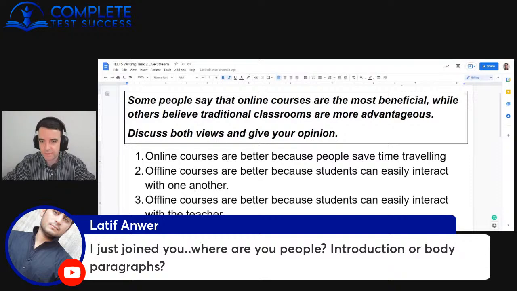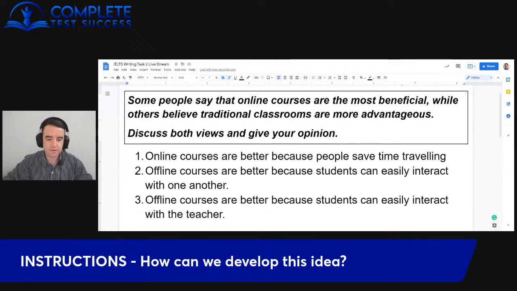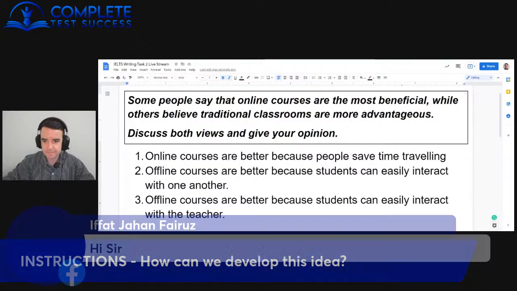Where are you people? Introduction or body paragraphs? We are on body paragraphs essentially. So pick one of the three ideas off the screen, so numbers 1, 2, 3. Take one of them and then tell me how you would develop that.